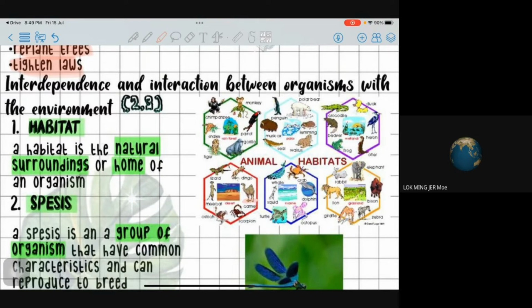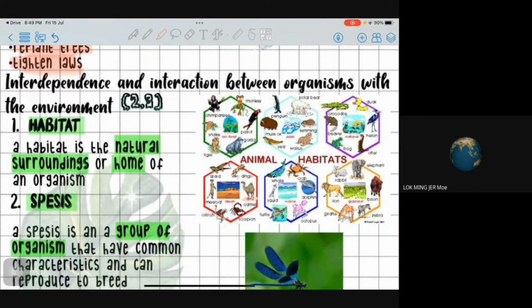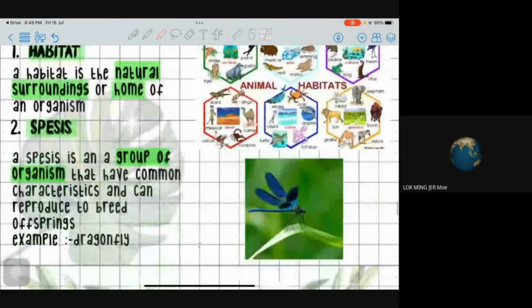A habitat is the natural surrounding or home of an organism. For example, the habitat for humans is Earth. So that is meant by habitat, natural surrounding or home of an organism. Okay, so species. They like to ask you what is meant by species. A group of organisms that have common characteristics and can reproduce to breed offspring. For example, dragonfly. So that is what we call species.